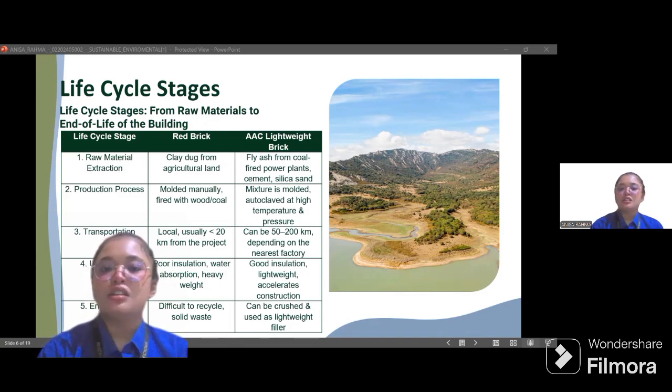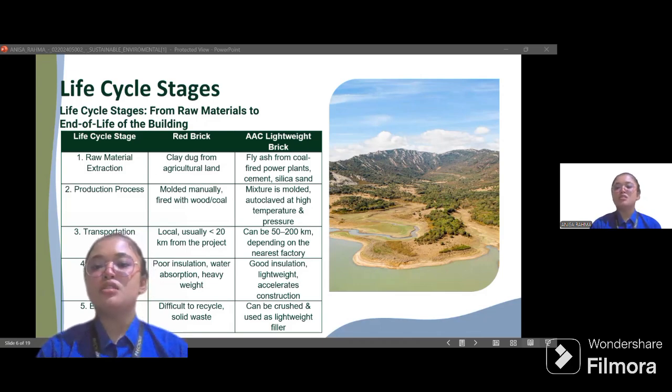Through this systematic comparison, we can begin to see the bigger picture. Material selection is not just about price and availability, but also about its environmental impact from start to finish. This forms the basis for the subsequent LCA analysis.